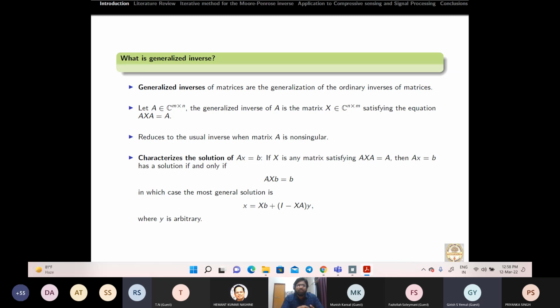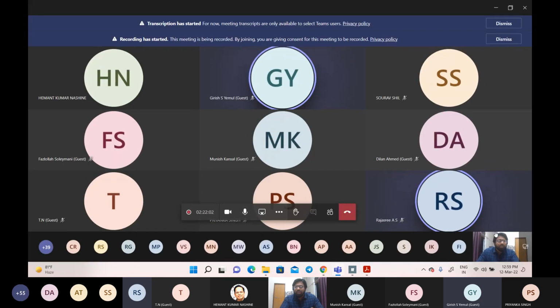So in this slide, we have said that the generalized inverse is a generalization of the ordinary inverse of a matrix. Because if you ask me what is the generalized inverse of a non-singular matrix, I will simply say A inverse. Later on, I discussed that it characterizes the system of linear equations Ax equals b because it solves that. Any problem here? Any questions at this moment? If you have, you may ask.